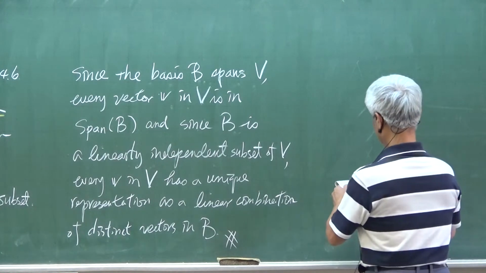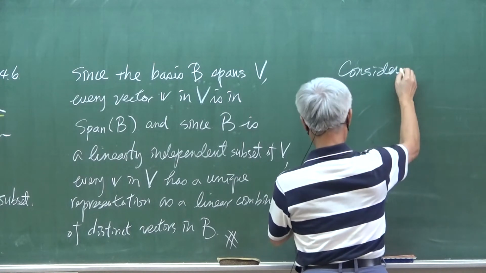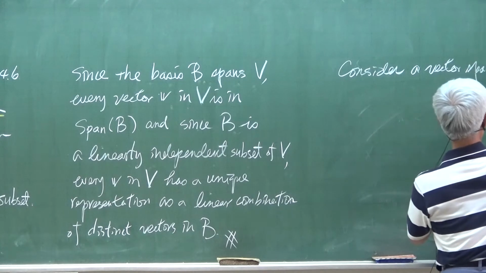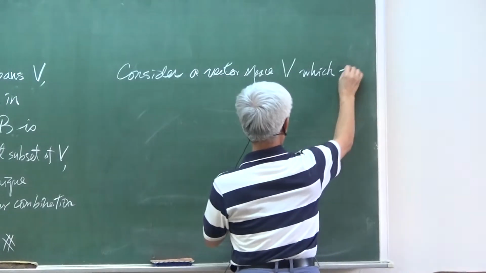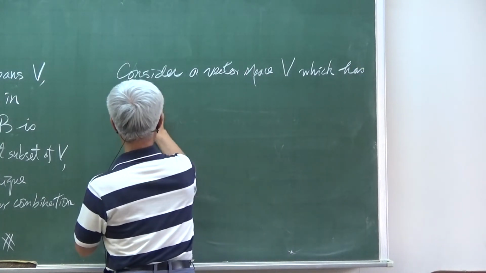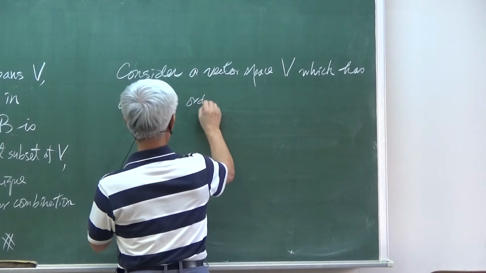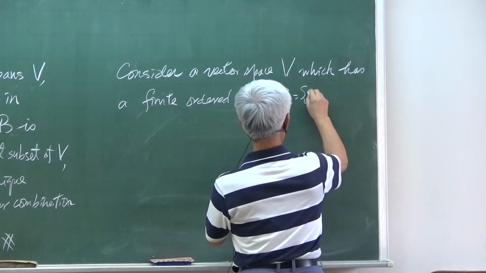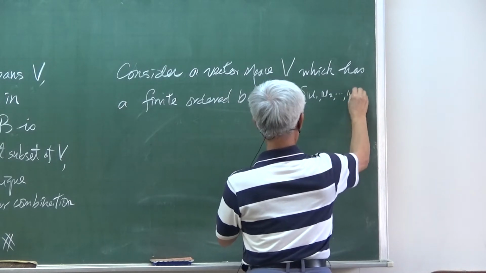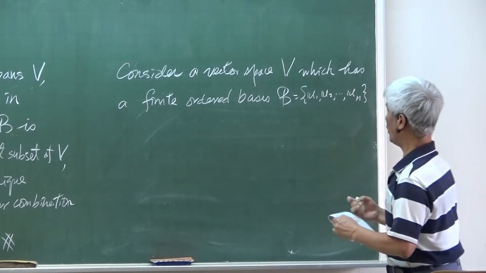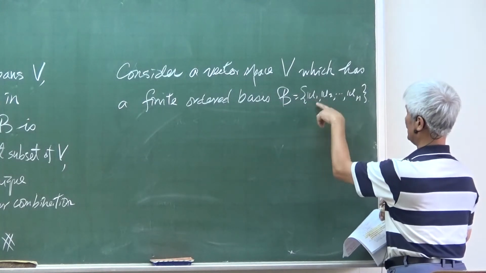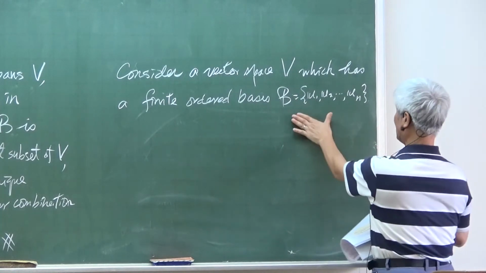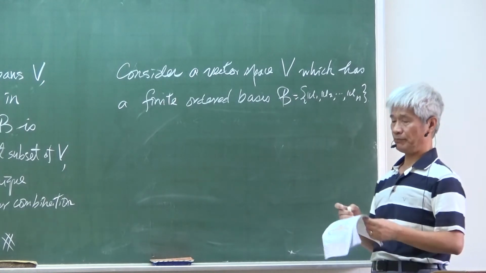Okay. So now we consider a vector space V which has a finite ordered basis. It could be u1, u2 up to un. We order the vectors in B by u1, u2, etc., up to un, so it's called an ordered basis. And it's a finite set. We have only finitely many vectors in B.